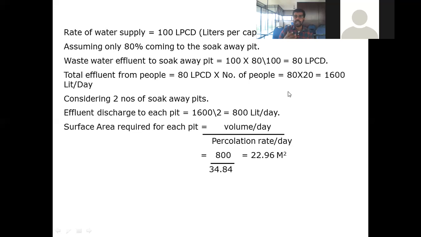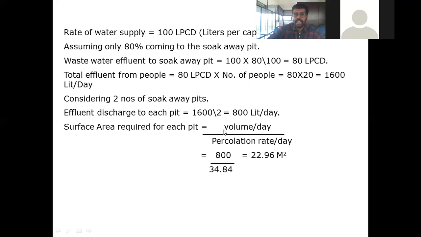So you can find the dimension of the soak away pit using one soak away or two. If the effluent coming from the people is very large, we can consider two soak aways or three, depending upon that. Considering two soak aways, we have divided by two and got 800 liters per day. The surface area formula you already know: volume by percolation rate. Volume per day is 800 liters per day, divided by the percolation rate we found from the three-pit test, 34.84, and we got the surface area as 22.96.